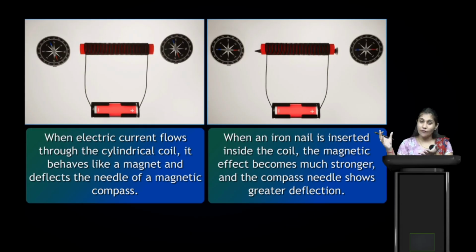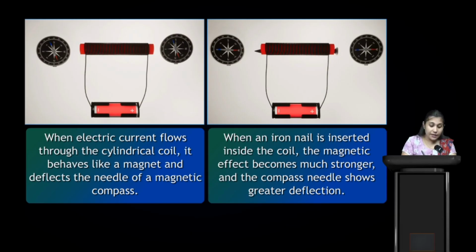The stronger the magnetic effect, the greater the deflection. The weaker the magnetic effect, the smaller the deflection. Because if the magnetic effect becomes stronger, the deflection will occur better. But if the magnetic effect becomes weaker, the deflection will occur in a smaller range. See, in this case, what happened?